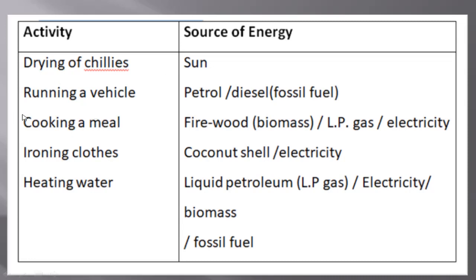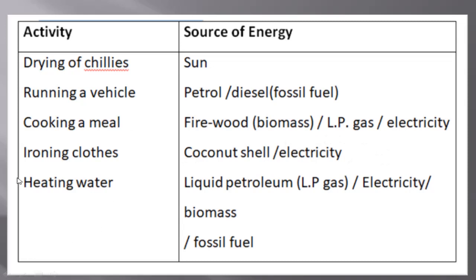Right. Next activity is cooking a meal. The energy source used for cooking a meal is firewood. Firewood belongs to biomass. LP gas and electricity are also energy sources used for cooking meals. Right, then we will go to our next activity, ironing clothes. The energy source used for ironing cloth is coconut shells. In past times, coconut shells were used to iron the cloth. Nowadays, electricity is used for this activity.